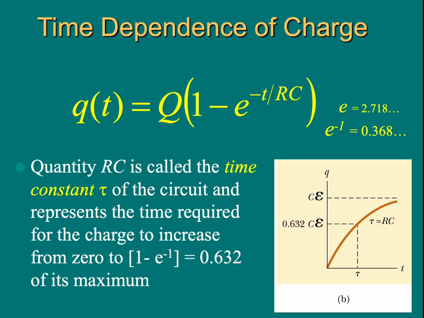We can also use this equation to find out the charge on the capacitor at any given time. We just need to replace t by the time. And R times C is a special time for this RC circuit. We call it the time constant tau of this RC circuit. It tells us how charge is changing over time.